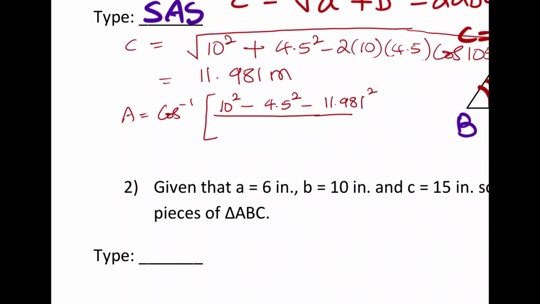And then I'm going to divide all of that by negative 2 BC. That means negative 2 times b, which is 4.5, times c, which is 11.981. Now I'm going to plug this whole thing into the calculator and figure out the measure of this angle A. So at this point, go ahead and pause and try this on your calculator by yourself. And when you have your answer, you can unpause the video and see if you're getting the same answer as me.